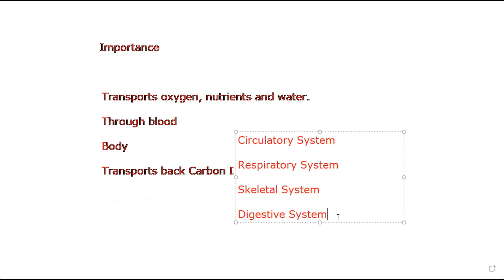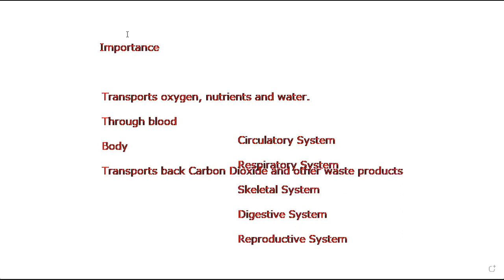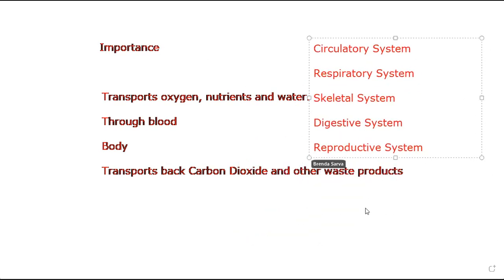What other system? Of course, you have the reproductive system. This one not yet. You go to Form 1, you will learn. Reproductive system is how you can produce a baby. So how you were produced, how you came onto earth, is through the reproductive system. Okay. So far, do you understand? That's a wrap up of the lesson.